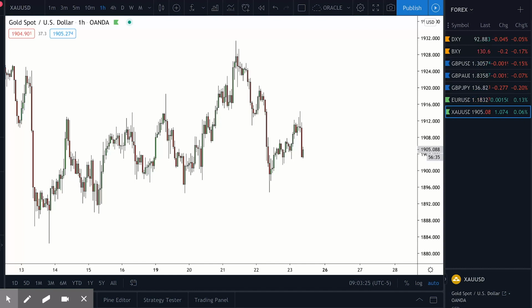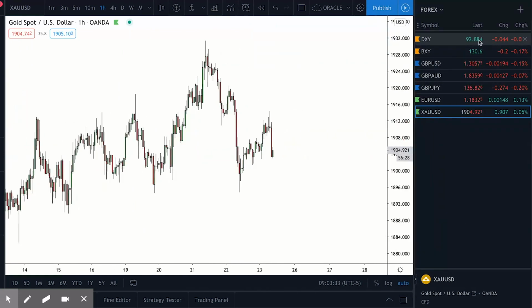Right, so my watch list, you can see here, is on the side. This is the standard list. This is what I trade generally day to day. I trade the DXY. Ignore these two for now. I trade the GBP USD, that's the Great British Pound and the US dollar. I trade GBP AUD, the Great British Pound and the Australian dollar. GBP JPY, the British Pound and the Japanese Yen. Euro USD, the Euro and the US dollar. And XAU USD. Now, this one is different to the currencies. This one is gold. This is the only commodity that I generally trade on a day-to-day basis.